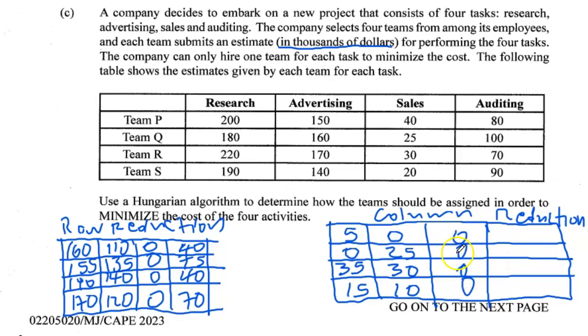The final column, the smallest value there is 40. So we're going to subtract 40 from every value in column 4. So 40 minus 40, 0. 75 minus 40, that's 35. 40 minus itself, 0. And 70 minus 40, that's 30.